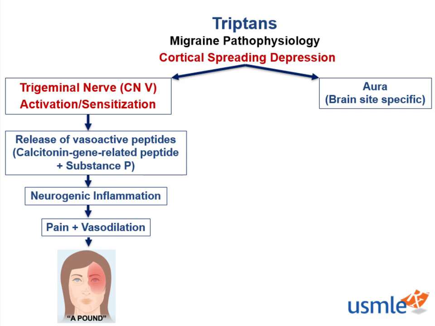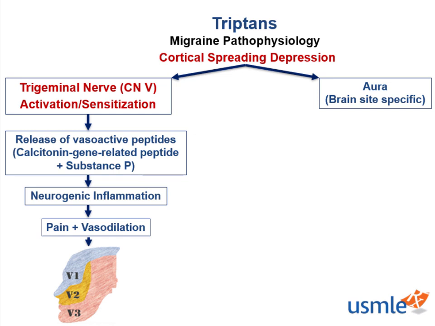Boards may also describe a patient's distribution of migraine pain, like in the picture here, and ask you which branch of the trigeminal nerve is mainly leading to these findings. So, I'll ask you the same. Which branch would it be? Migraines, as you can see, mainly involve the V1 or ophthalmic branch distribution of the trigeminal nerve.